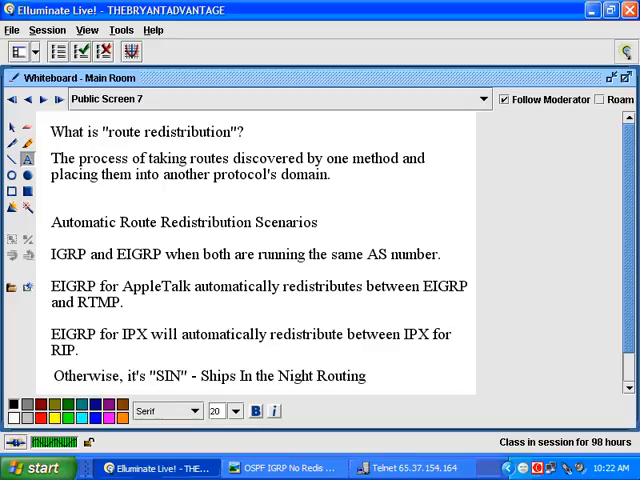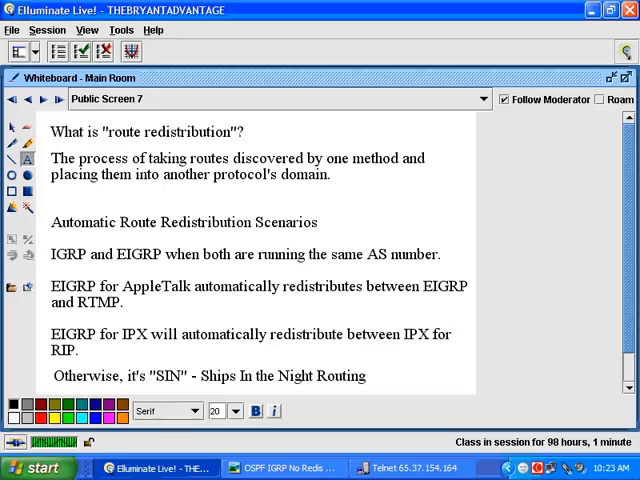Just a reminder here that it's the process of taking routes discovered by one method and placing them into another protocol's domain. And the reason I say method there is we get so caught up in watching the redistribution of dynamic routes that we forget sometimes to have true inter-protocol connectivity. We have to redistribute connected routes as well. That's the one everybody forgets.